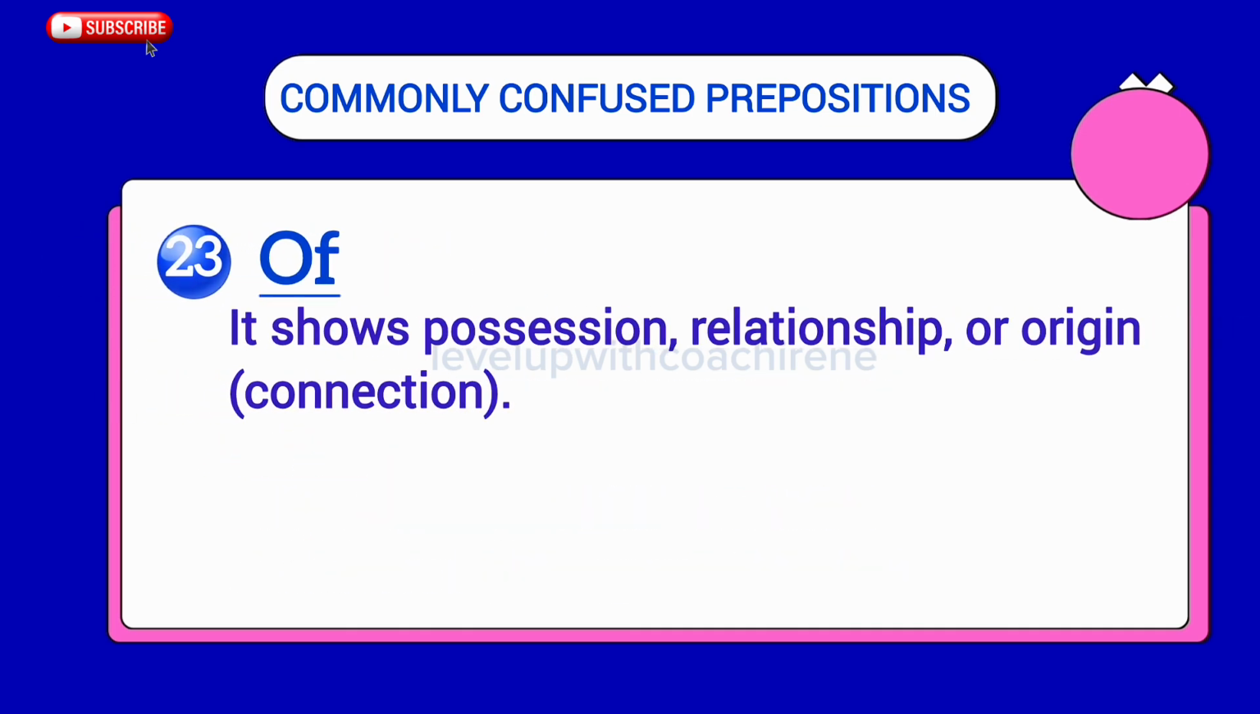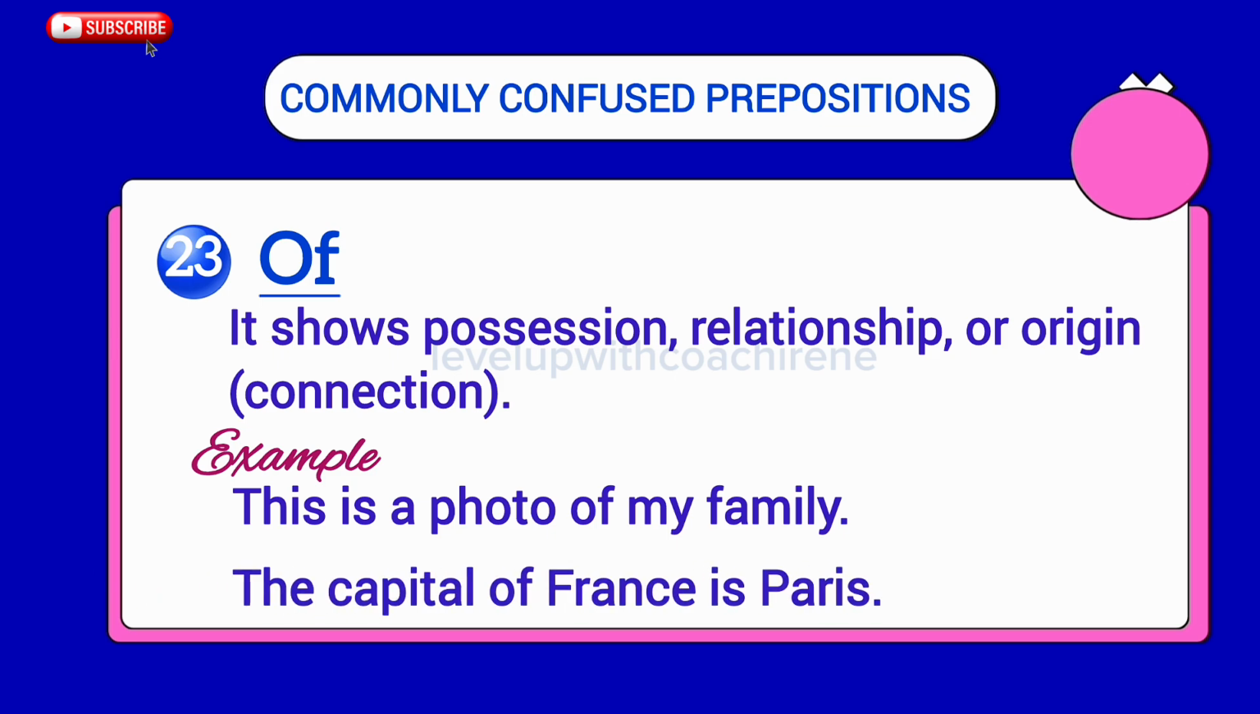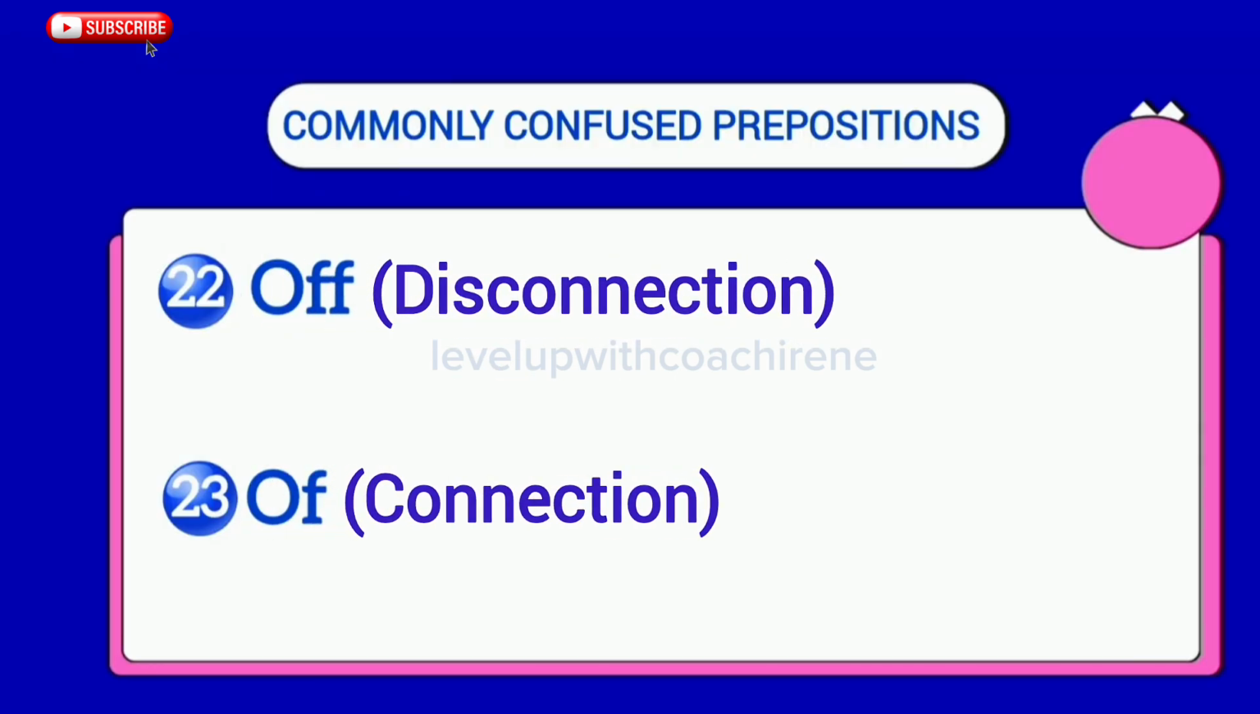Of, on the other hand, shows possession, relationship, or origin. It does not imply movement. However, it indicates belonging or association. It describes connection. For example, this is a photo of my family. The capital of France is Paris. Now, the key difference between them is that off refers to movement away from or removal, or you can also call it disconnection, whilst of refers to possession, relationship, or origin. You can also call it connection.